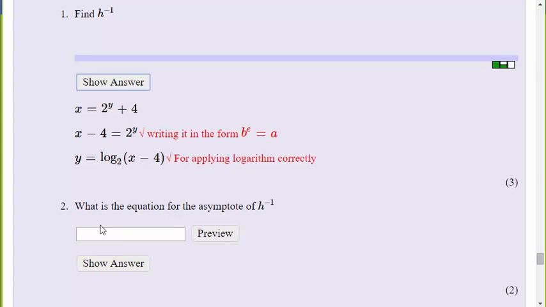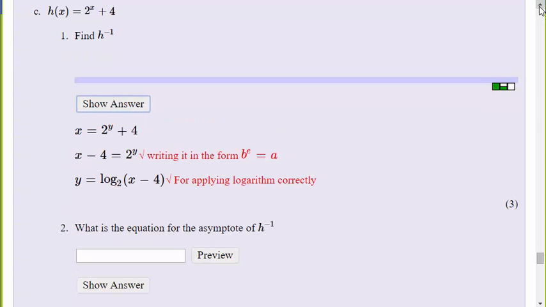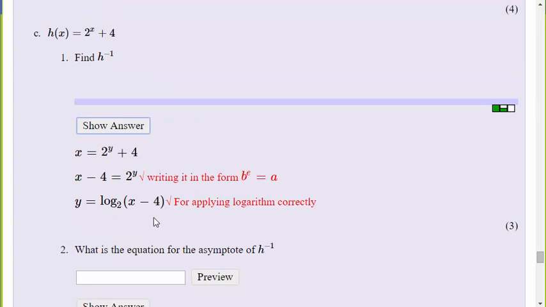Okay. A question. What is the equation for the asymptote of the inverse? So, in order to answer that question, you don't need to know much about logs. We need to know the asymptote of the exponential function. What is the asymptote of this function?